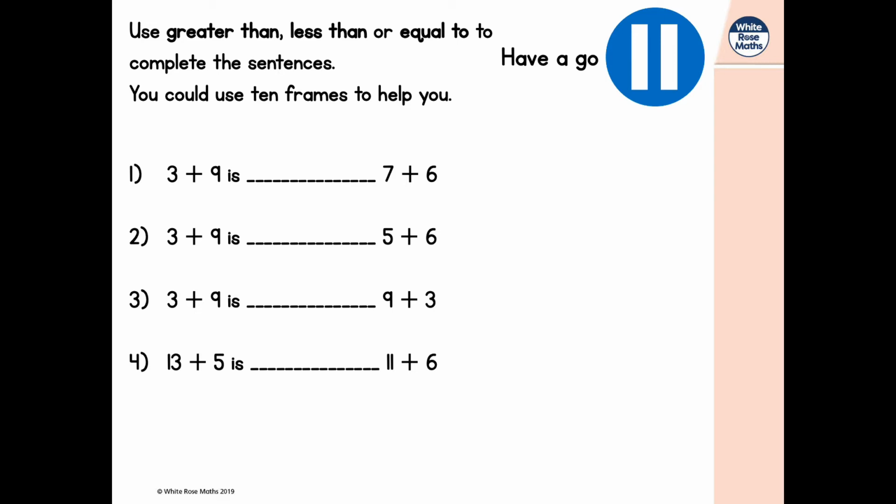3 plus 9 is less than 7 plus 6. Number 2. 3 plus 9 is greater than 5 plus 6. Question 3. 3 plus 9 is equal to 9 plus 3. And question 4. 13 plus 5 is greater than 11 plus 6. Well done.